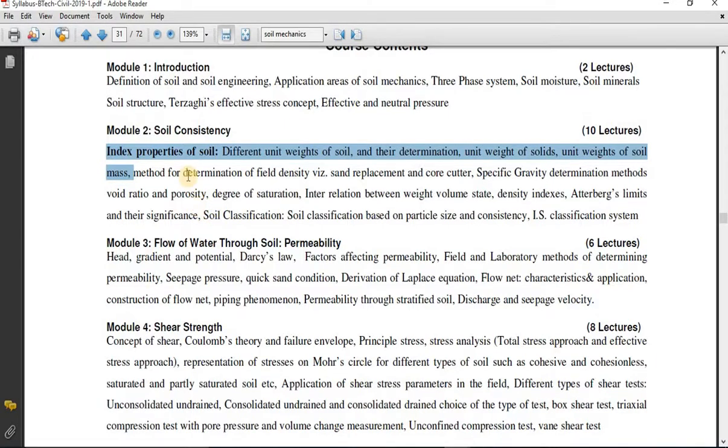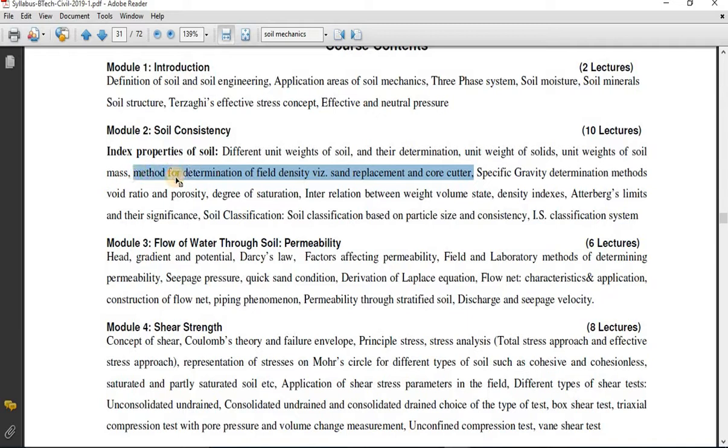So almost we have completed 1.25 units. Further, you can see method of determination of field density via sand replacement and core cutter method we are going to study in the laboratory. Anyway, I am going to brief it here, but the same experiments we are going to study in the laboratory. So I guess no need to go in depth over here.